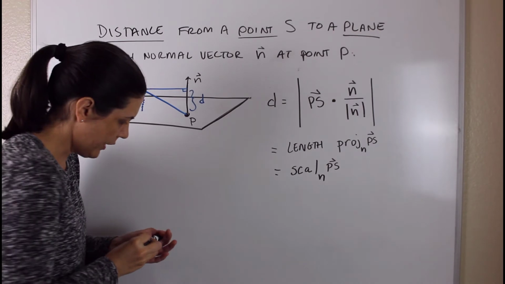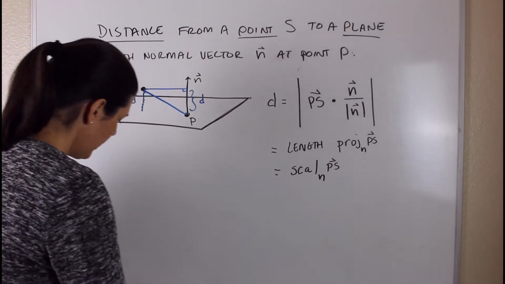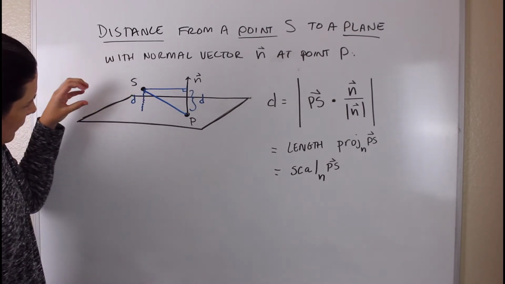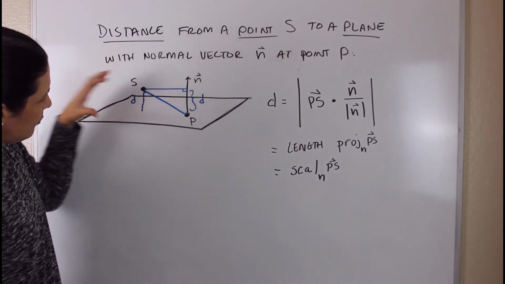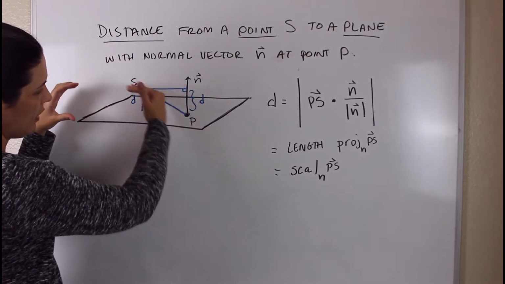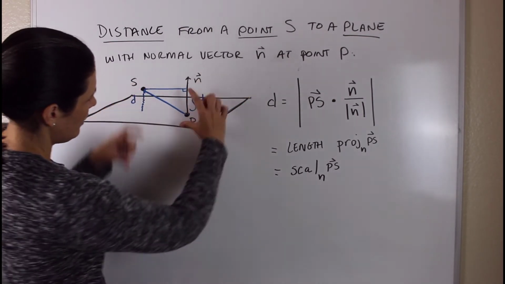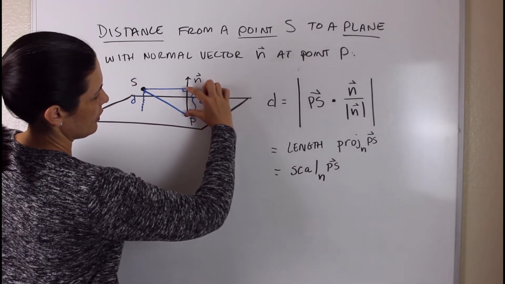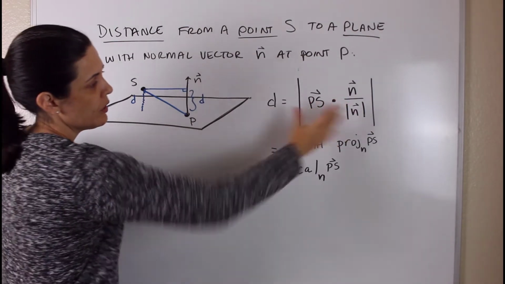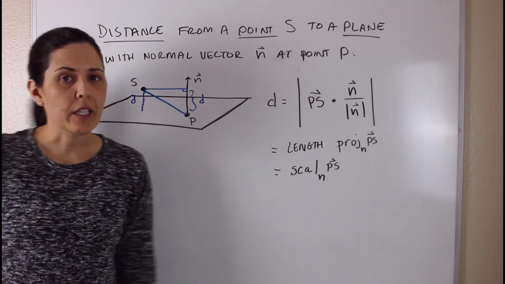To remind you what that was about, if you take a light and shine it perpendicular to this vector ps, the shadow it would cast would be this projection vector right here, which is the distance. So this is how you would calculate it. I just wanted to give you that formula.